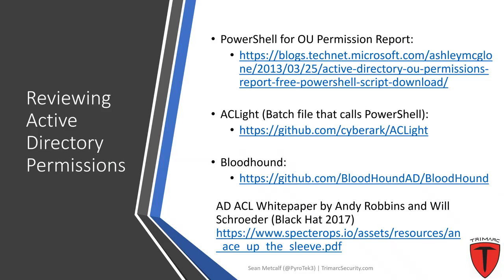So I have some references here on this slide on reviewing Active Directory permissions. This white paper on AD ACLs or permissions by Andy Robbins and Will Schroeder is fantastic. From Black Hat 2017, it's on the SpecterOps site. Highly recommend you go and read that. It is very in-depth and heavy. So if you're sleepy, reading about AD ACLs is a great way to make sure that you fall asleep. But the work they did is great and helps make it understandable and approachable.